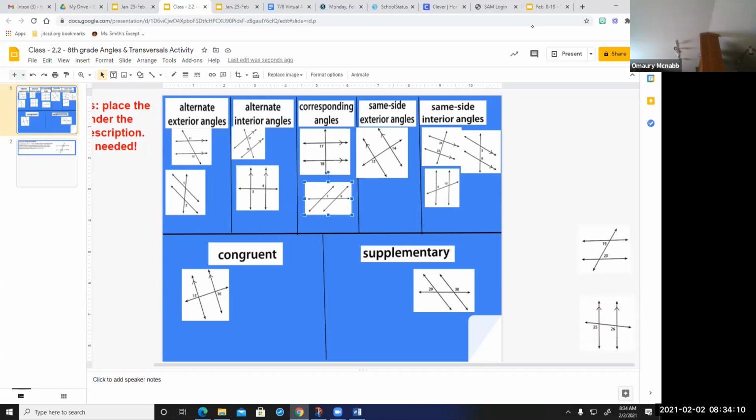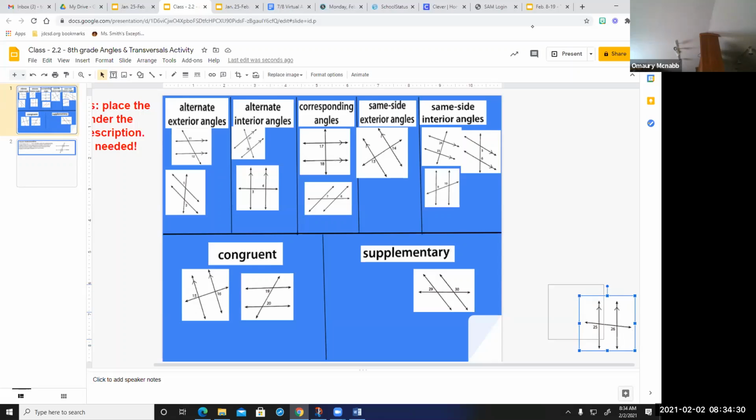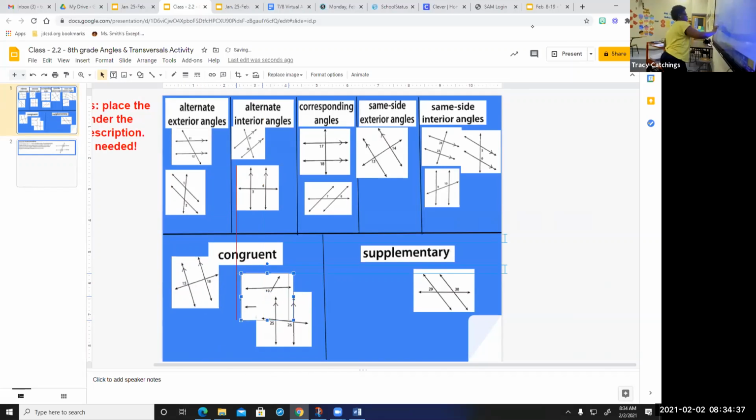19 and 20 alternate interior angles. I'm placing that one over here with you. Congruent. And 25, 26 congruent. Why do you say they are congruent? Because they're corresponding and they're in the same place. One is on the outside, one is on the inside. That is correct. They're corresponding, and corresponding angles are also congruent.